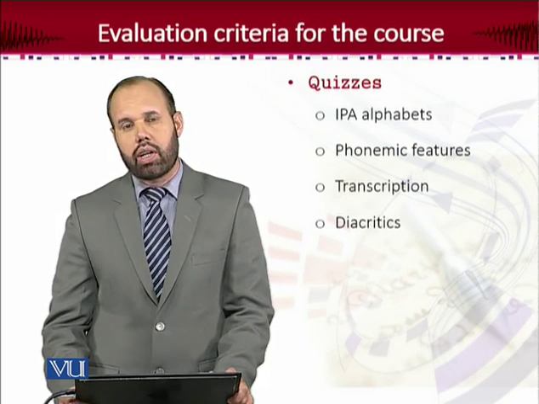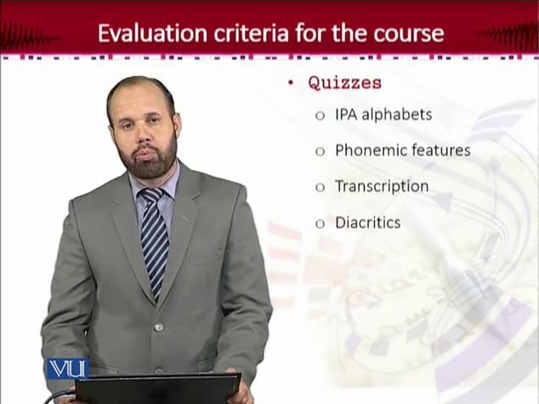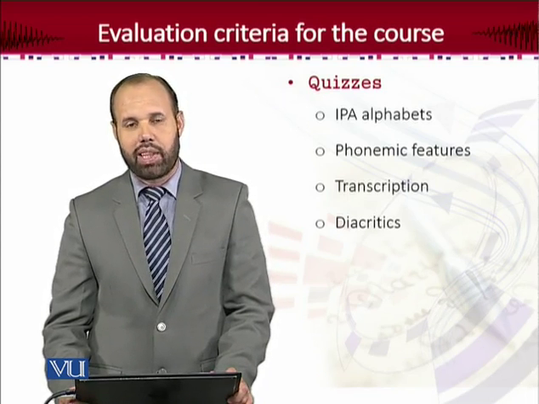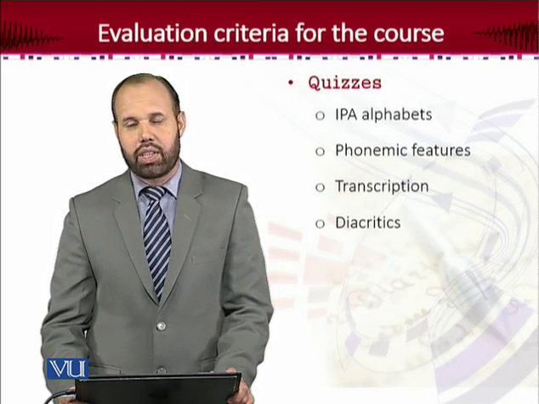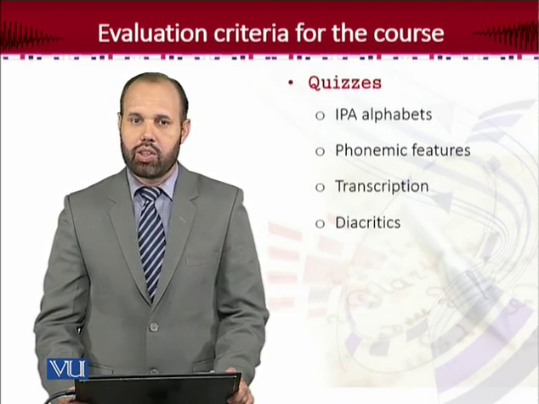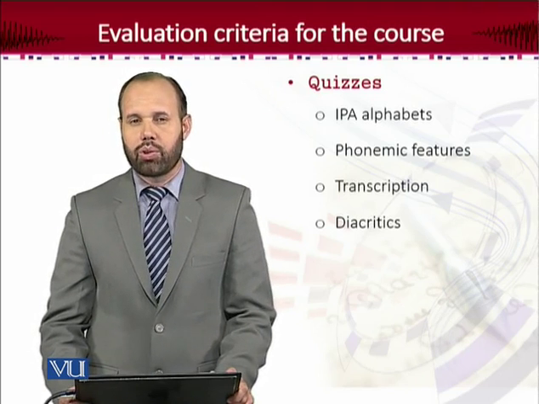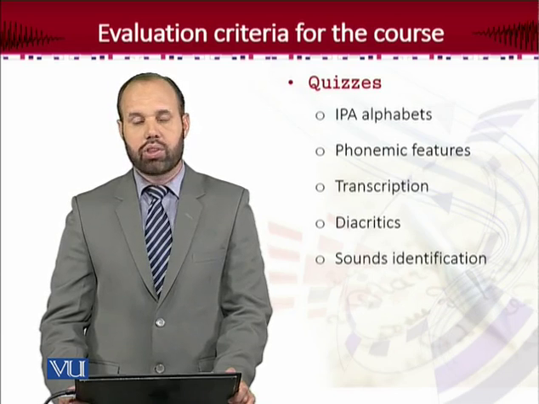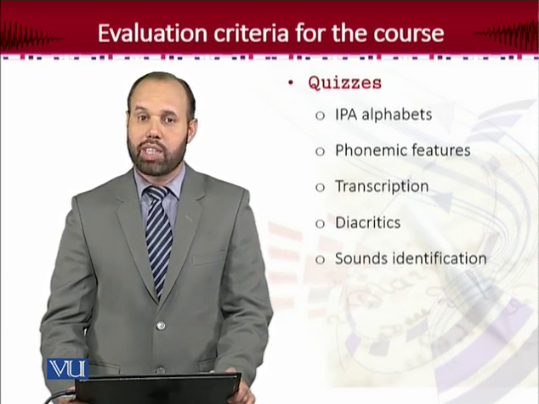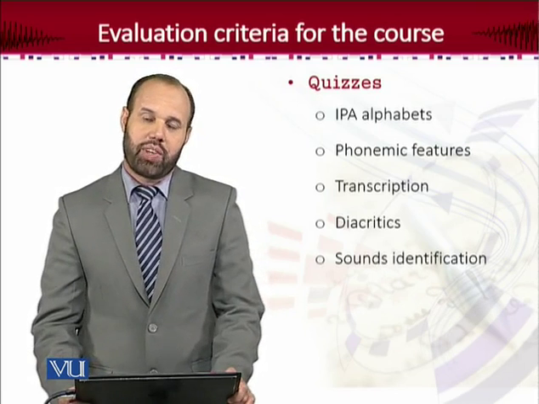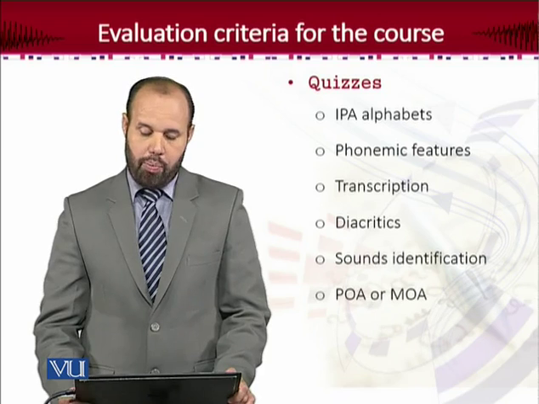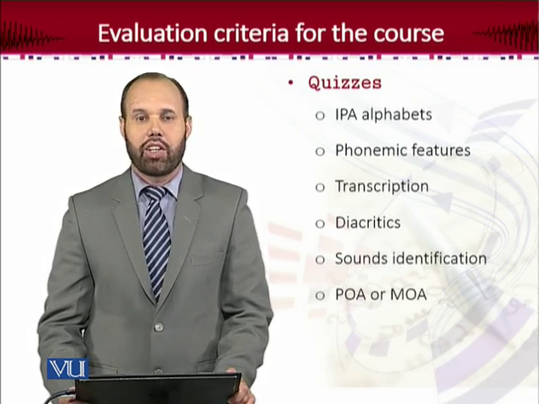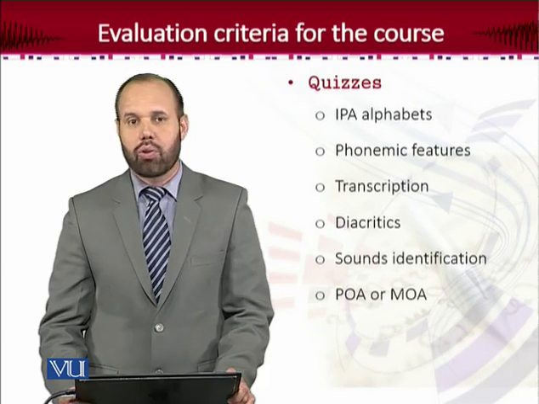And we would also cover diacritics, the small symbols which are superimposed on segments, like, for example, aspiration or syllabic features of consonants, and those points which are marked through diacritics. So diacritics would also be covered within quizzes. And then sound identification: you may be given some sounds or some symbols, and you would be required to identify them. So that is also covered within quizzes. And of course, the places of articulation and the manner of articulation would also be covered by your evaluation, which would be done through quizzes.